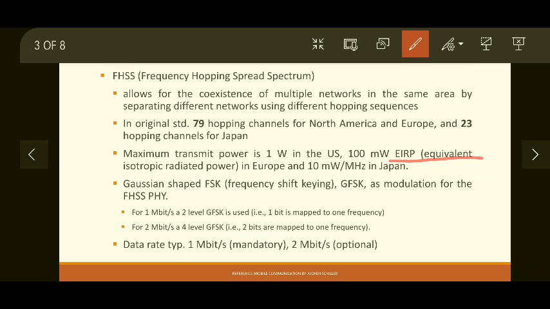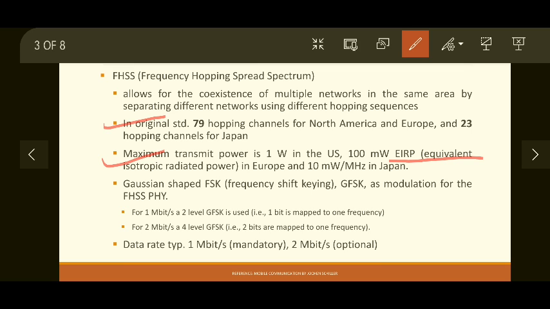So different countries follow different transmission power standards. As you can see, these are the functions related to the frequency hopping channels, the number of frequency hopping channels, and the transmission power, which is also standardized. Then the main part is modulation, demodulation and data rate.